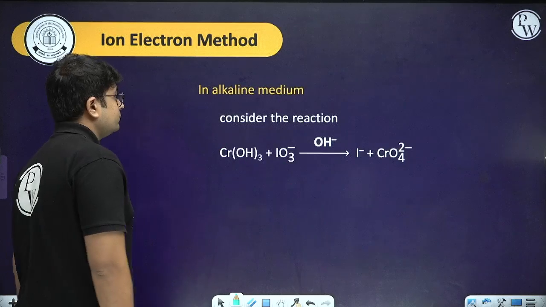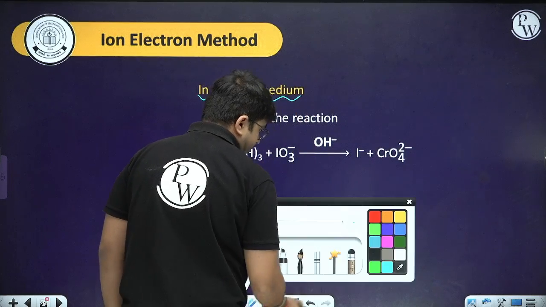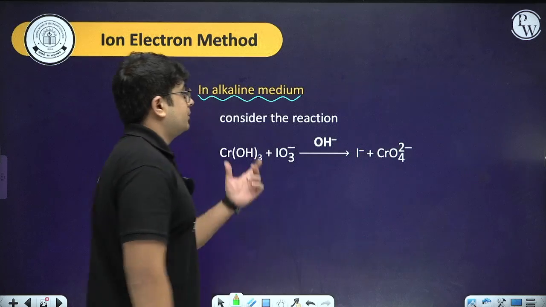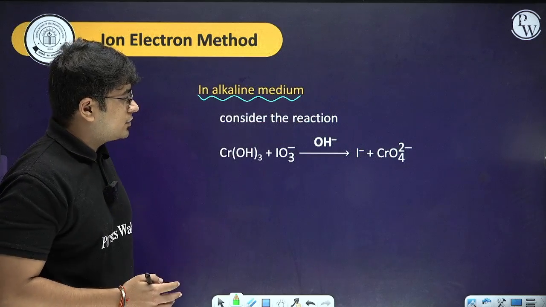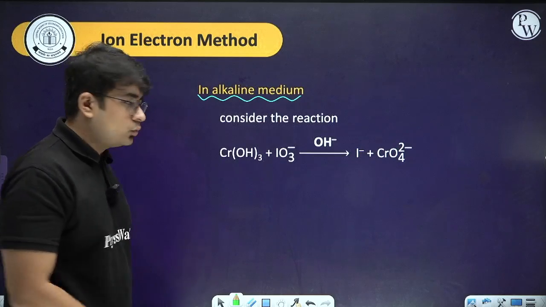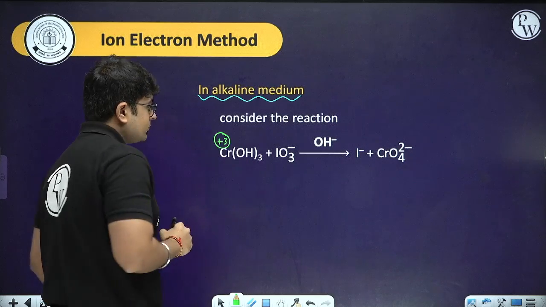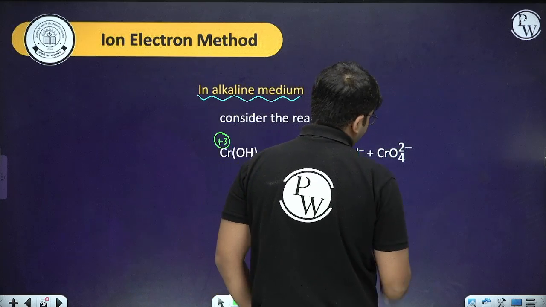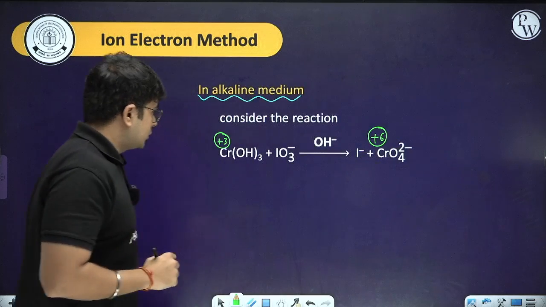Okay, now let's talk about the next reaction in alkaline medium. Let's try to figure out what is going to happen in this type of reaction. We have Cr(OH)3 plus IO3 negative converting into I negative plus CrO4 2 negative. In Cr(OH)3, chromium is in plus 3. CrO4 2 negative means plus 6. So this process is oxidation.